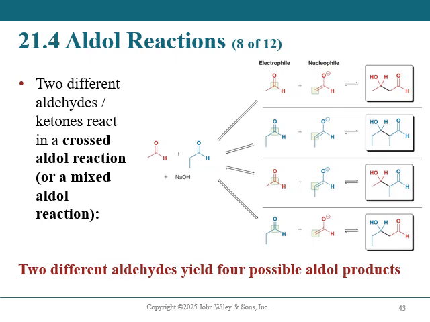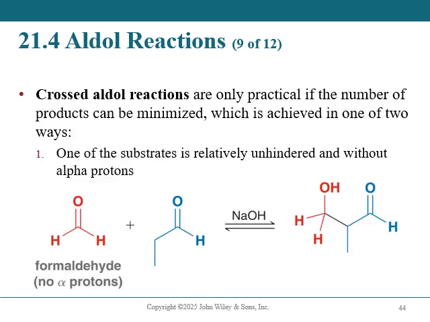Now when we have two different aldehydes or ketones, they can react in what we call a crossed aldol reaction or a mixed aldol reaction. Two different types of aldehydes will yield up to 4 different aldol products, as you can see here. Crossed or mixed aldol reactions are only practical if the number of products can be minimized. If you're trying to make just the one product, this is horrible because you can end up with up to 4 different products, and you will then need to find out how to purify, how to isolate, and your yields go down. So it's not really something that the scientists look forward to.